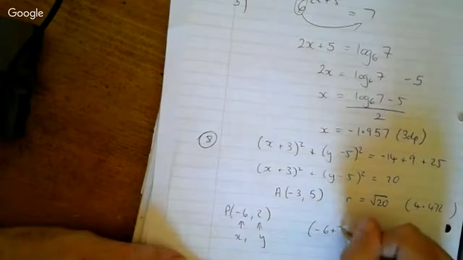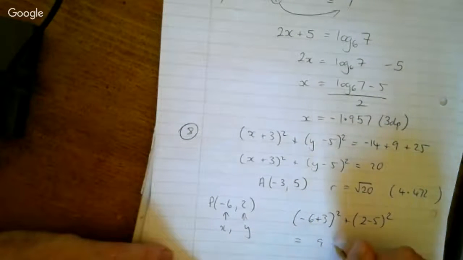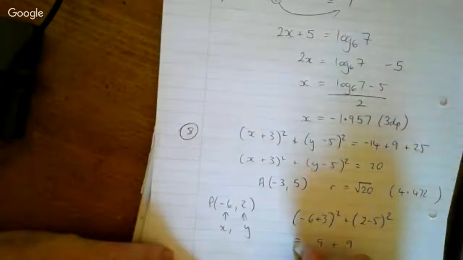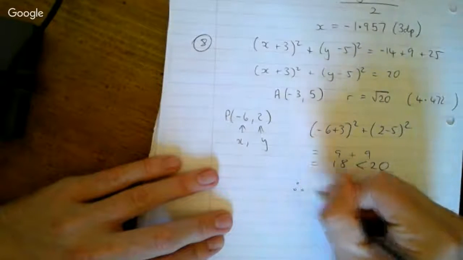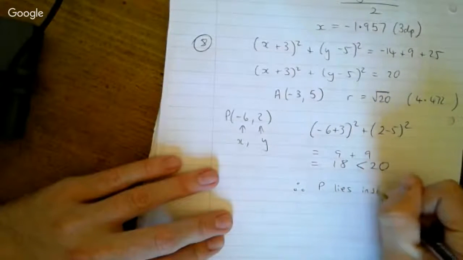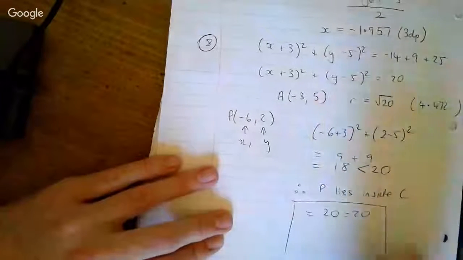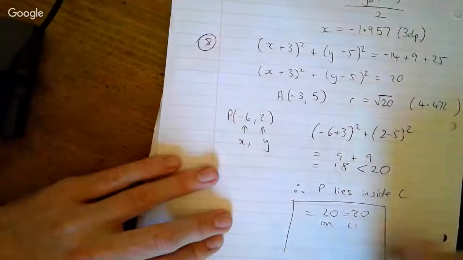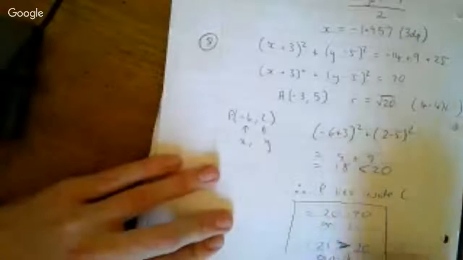So I'm going to say -6 plus 3 squared, 2 minus 5 squared. That comes to what? -3 squared, which is 9. Plus, and that's also -3 squared, which is 9. 9 plus 9 is 18. So we say 18 is less than 20. Therefore, P lies inside C. If it had been 20 equals 20, so this is just a side here, it would have been on C. And if it had been, say, 21 is greater than 20, that would have meant it was outside C. That's what it would have meant.